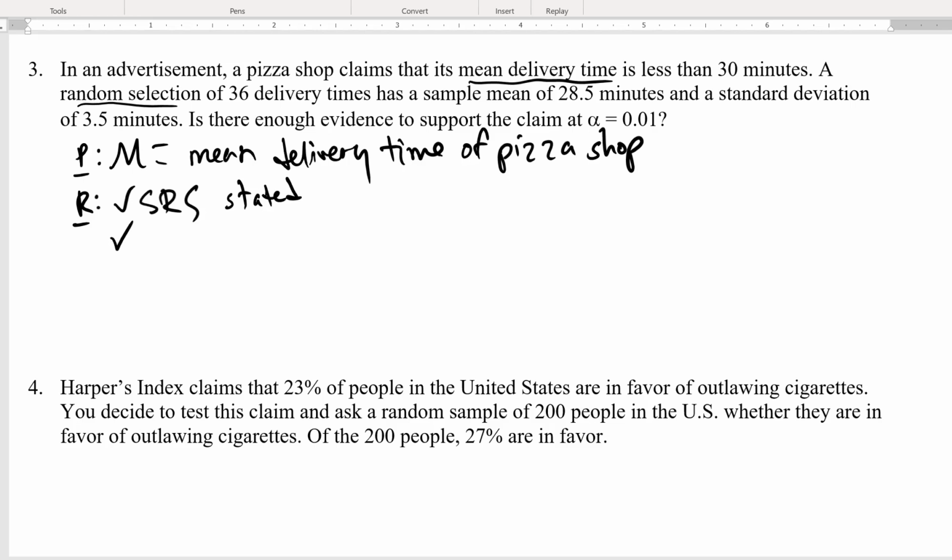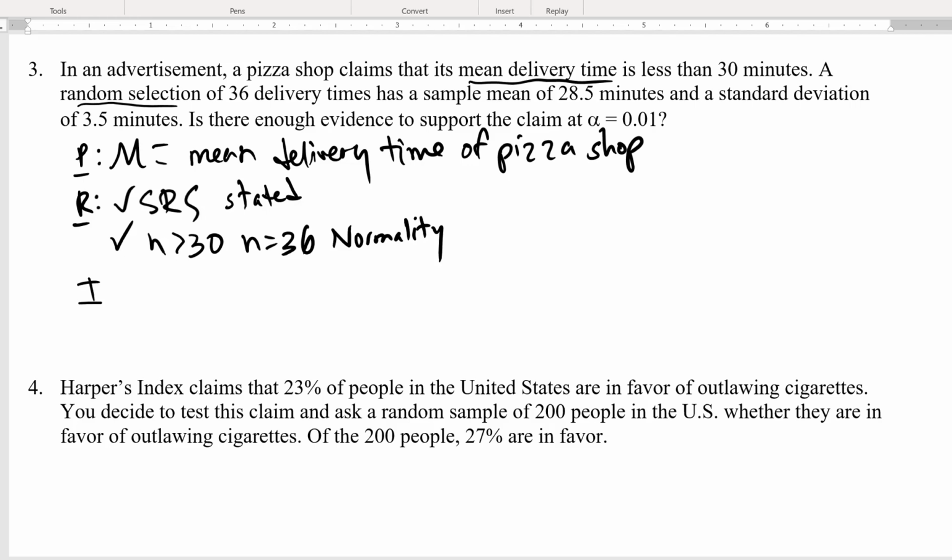How am I getting normality? Well, this time normality is not given. I can't do a bunch of diagrams because I don't have the original data. So I need a sample size greater than 30. And n is 36, which is greater than 30. So we have normality.